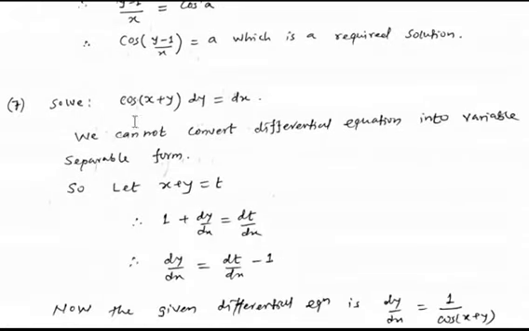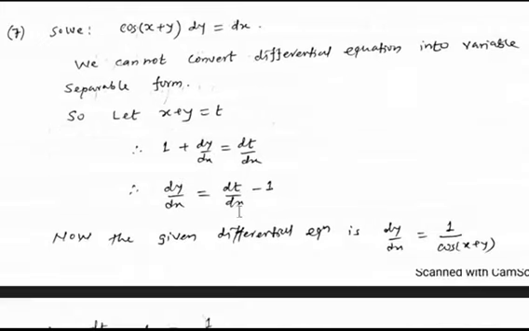Now problem number 7, cosine of x plus y dy equals to dx. Now we cannot convert this differential equation into variable separable form directly. So what we have to do is suppose this function, let x plus y equals to t. Now differentiate this function with respect to x. Derivative of x is 1, derivative of y is dy by dx, and derivative of t is dt by dx. So from here we have dy by dx equals to dt by dx minus 1.